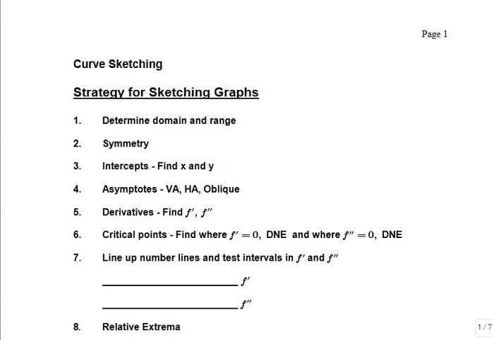So strategy number 1 is going to look at the domain and range of your function. And if you can sort of just eyeball that or have a sense of what x's and what y's your graph is going to go through, then you'll know for sure if your graph is looking correct at the end.